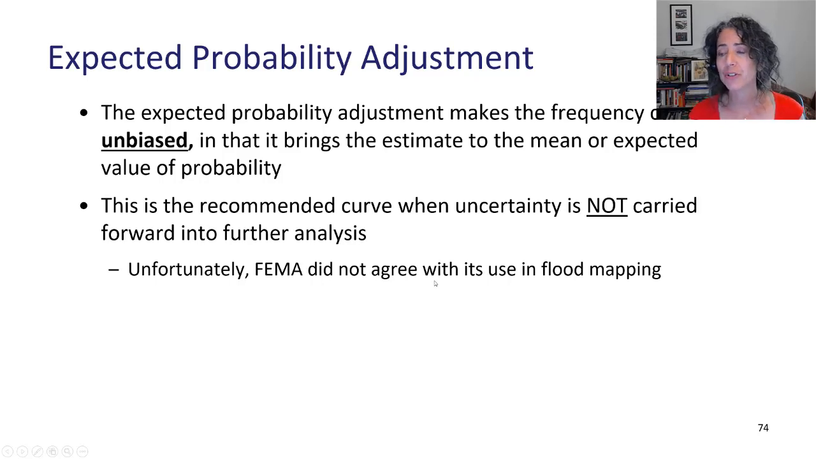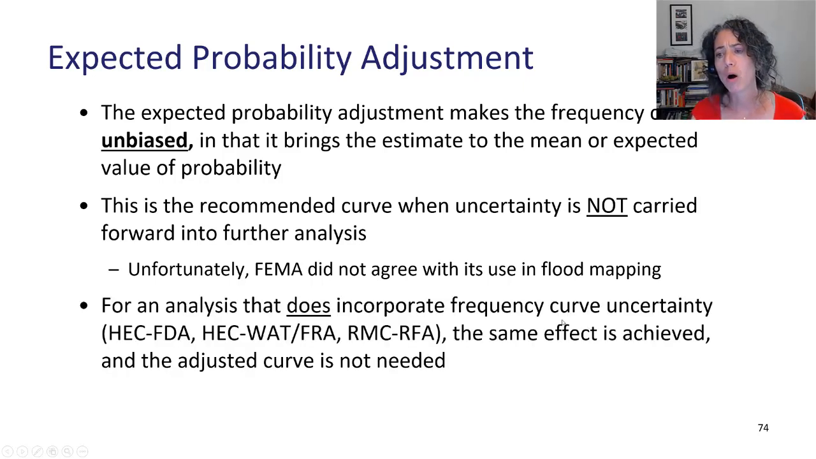It's recommended to use the expected probability curve when the uncertainty isn't going to be carried further into the analysis. So you can imagine a sensible place to do this would be in describing the 1% flow to describe a 100-year floodplain. Unfortunately, back in the 90s when this theory was in discussion, FEMA didn't agree with using the expected probability adjustment for flood mapping, and so it was not used for that purpose.